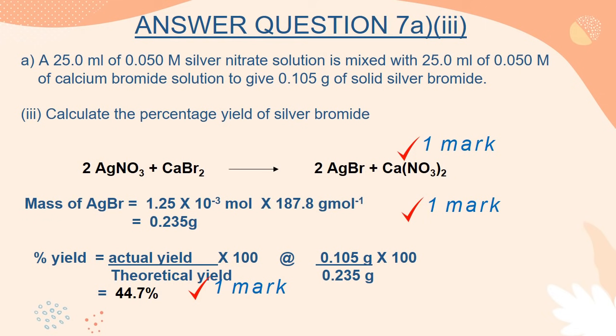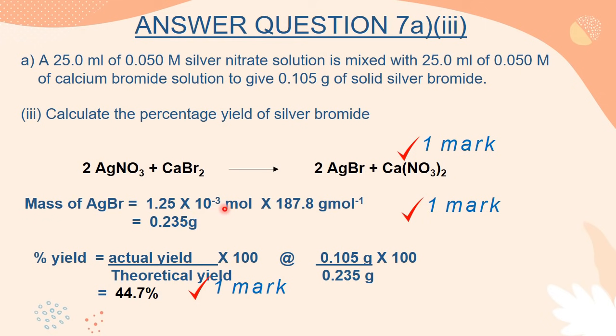Question 3. Calculate the percentage yield of silver bromide. Okay, from equation, we know 2 mole silver nitrate will produce 2 mole of silver bromide. Okay, so daripada sini kita tahu mole silver nitrate akan bersamaan dengan mole silver bromide. So before this, we have 1.25 times 10 power of minus 3 mole of silver nitrate. Therefore, mole of silver bromide is 1.25 times 10 power of minus 3 mole.